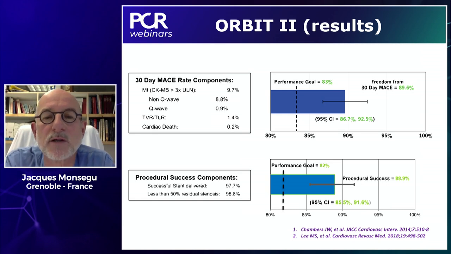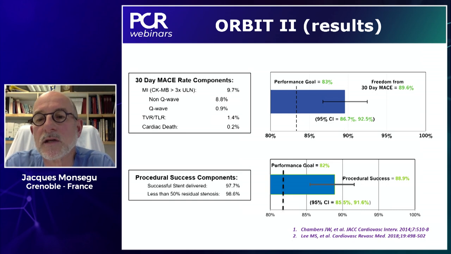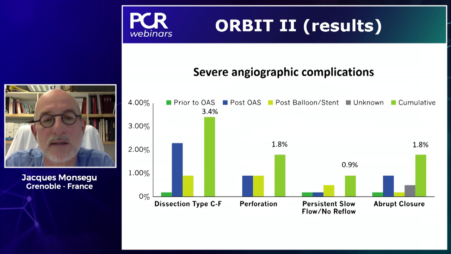What we see on the result, you see the MACE 30 days rate with a very low myocardial infarction and a Q wave infarction very, very low, less than 1%. The TVR, TLR very low, 1.4%, and cardiac death 0.2%. The performance predefined for this study was 83%, and the freedom from 1 month MACE is obtained in nearly 90% of cases. Procedural success component is the same result with very nice result.